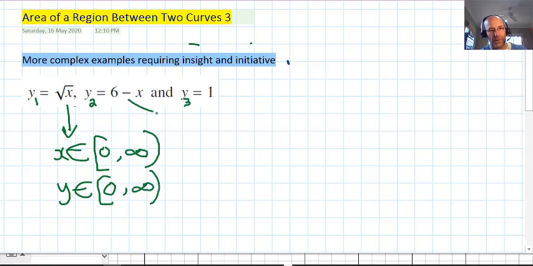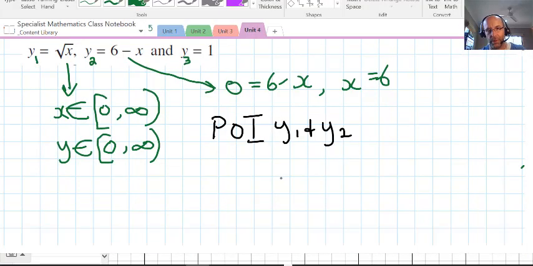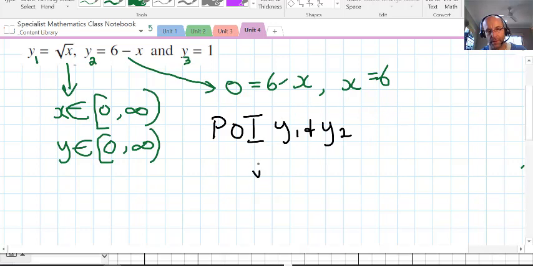Okay, a few other things that are important to establish first. This will have an x-intercept at x equals 6, because when we solve that simple equation there, 6 minus x, we get x equals 6. So that'll be the intercept, which we'll need. So for the points of intersection of y1 and y2, we have root x equals 6 minus x. We can square both sides then. So we've got x equals 6 minus x all squared.